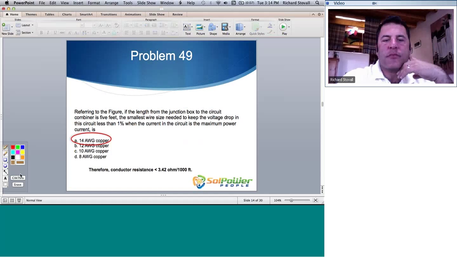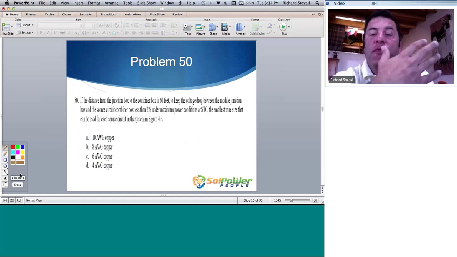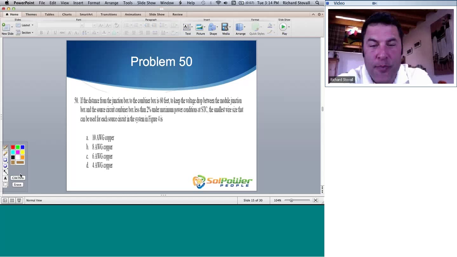Now, problem 50. If the distance from the junction box to the combiner box is 60 feet, to keep the voltage drop between the module junction box and the source circuit combiner box less than 2%, under maximum power conditions at STC, the smallest wire size that can be used for each source circuit in the system in figure 4 is what? Okay, so this problem is basically a repeat of problem 47.